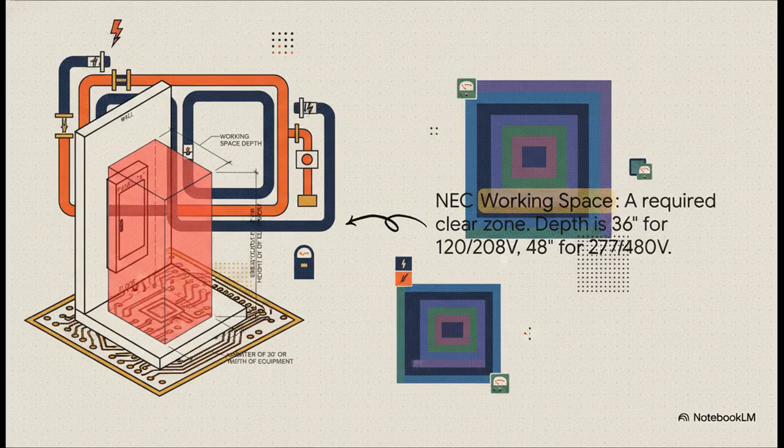And that brings us to a critical term you have to know: working space. This isn't a suggestion, it's a legally required three-dimensional zone that you have to show on your drawings. The width is at least 30 inches, the height is 78 inches, and the depth, now this is key, it's 36 inches for a 120/208 volt system, but it increases to 48 inches, a full 4 feet, for a 277/480 volt system. As the architect, you have to carve out this clear volume in your plans from the very beginning.